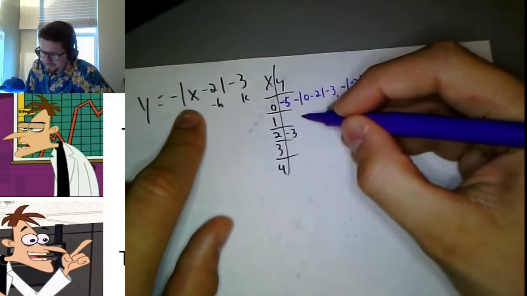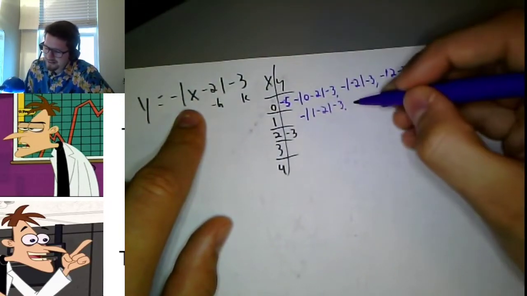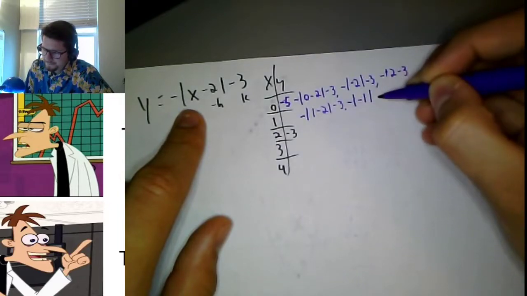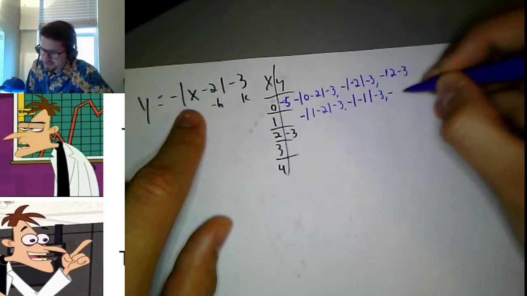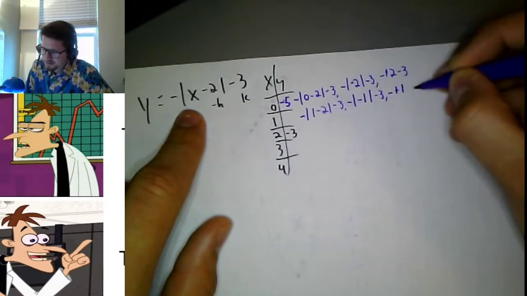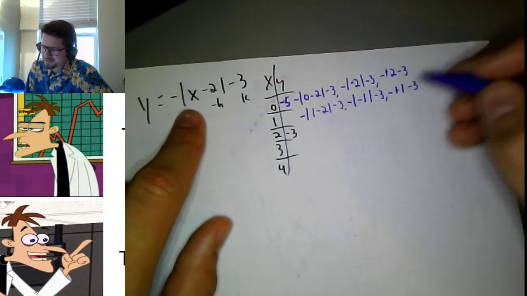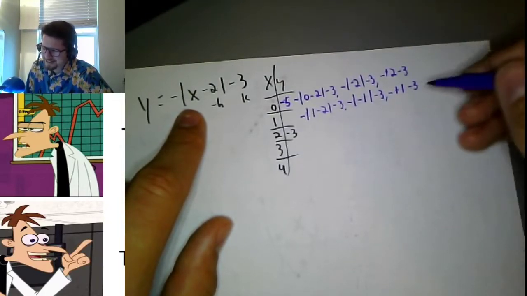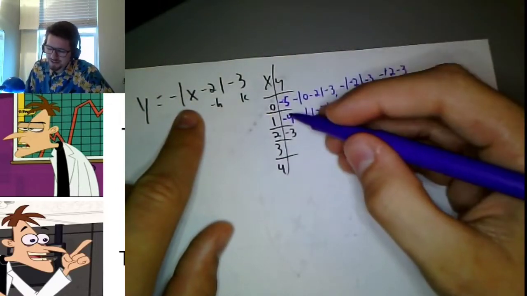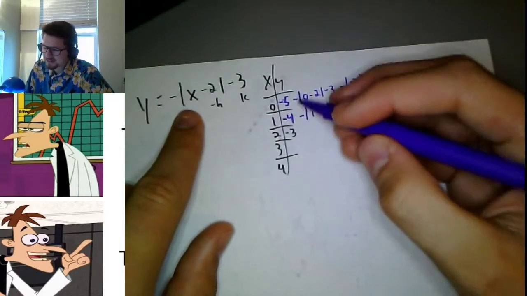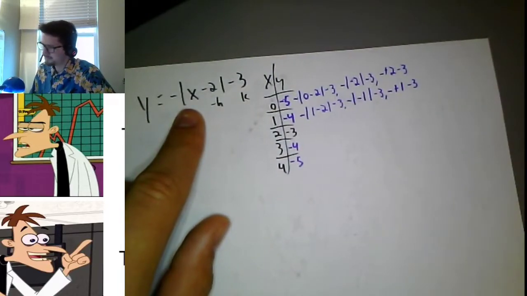If I plug in a 1, I get negative absolute value of 1 minus 2, minus 3. 1 minus 2 gives me negative 1, minus 3. The absolute value of negative 1 is positive 1, so my negative carries over. This turns into negative positive 1 minus 3. Negative positive 1 gives me negative 1. Negative 1 minus 3 gives me negative 4. Luckily, in absolute value functions, it's just like quadratics. This is a mirror. So if it's 3, 4, 5 up here, down here it's going to be 3, 4, 5. And I'm done.